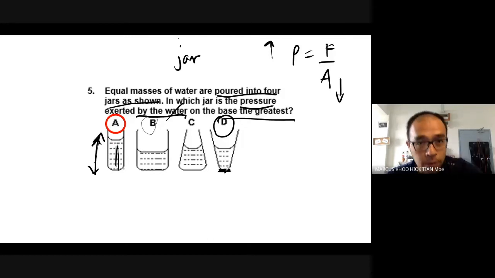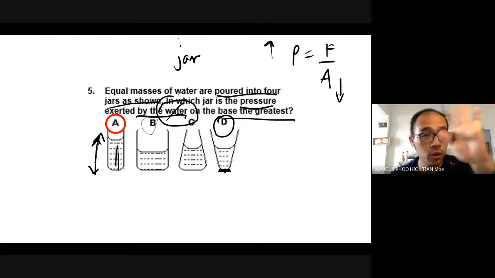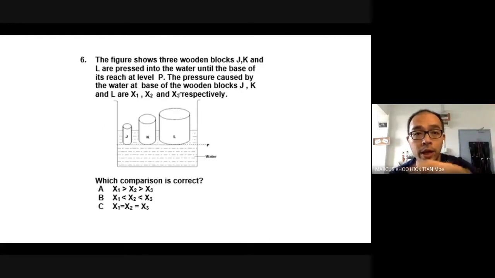But our topic today is only talking about pressure because of liquid. So we only look at height. We don't look at the shape at all. Okay, next question. Figure shows 3 wooden blocks J, K, and L are pressed into the water until the base reaches level P. So these 3 kena press level P.